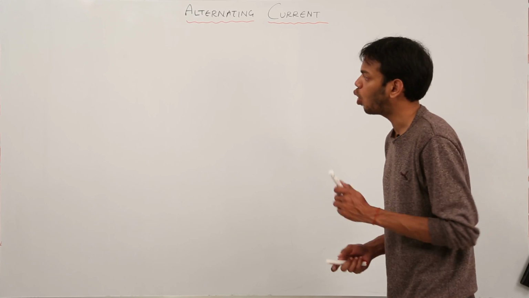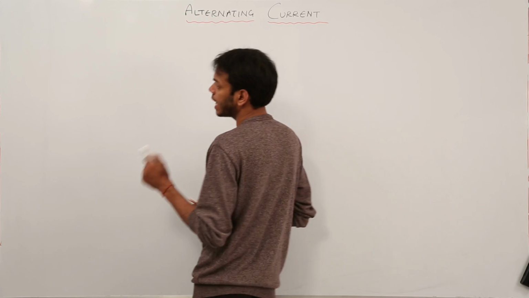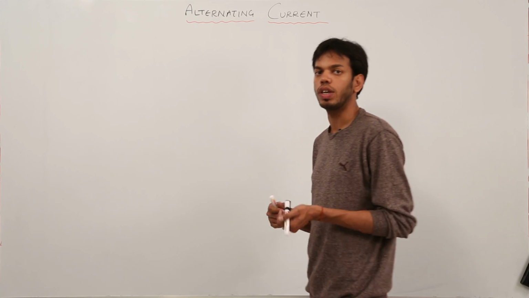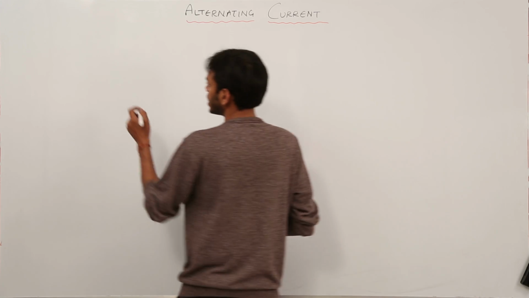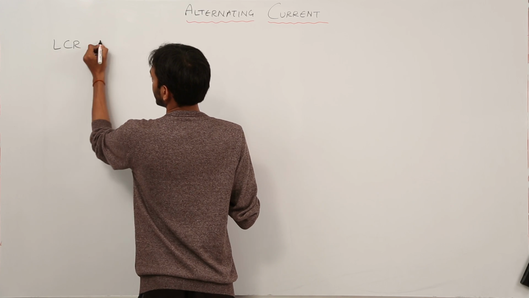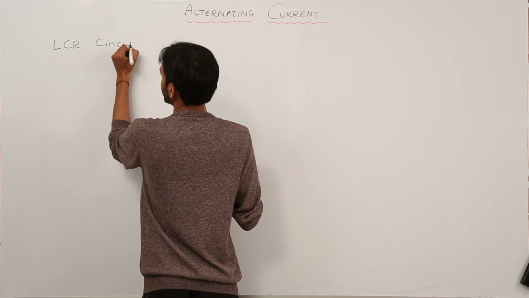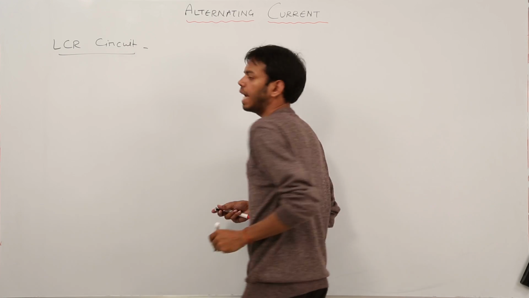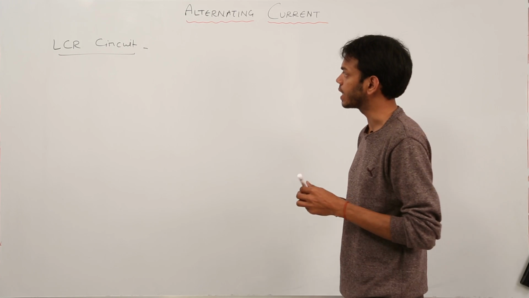Now we have covered all the individual circuits, that is L, C and R individually, separately, right? So next we are going to do the LCR circuit. In the LCR circuit, we have to find the average power associated with the LCR circuit.